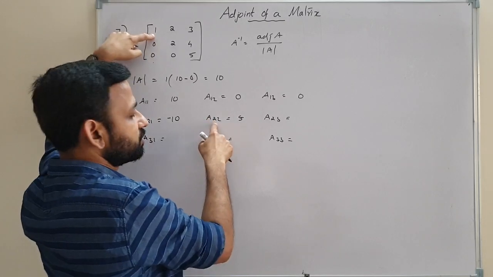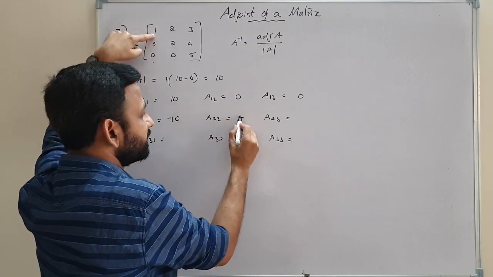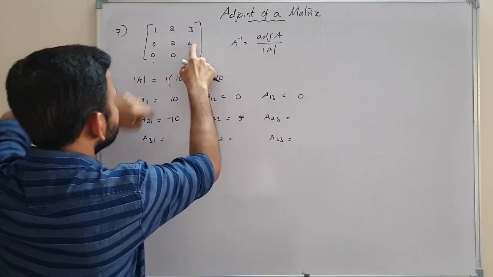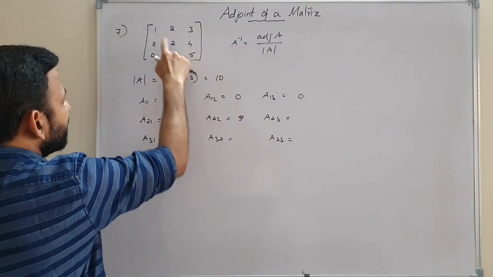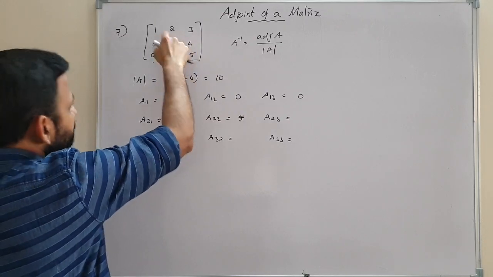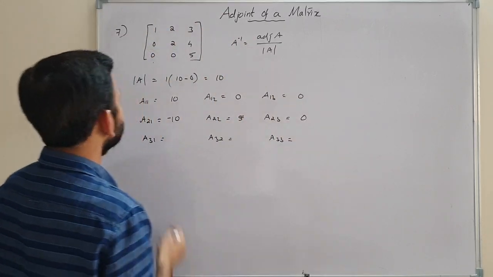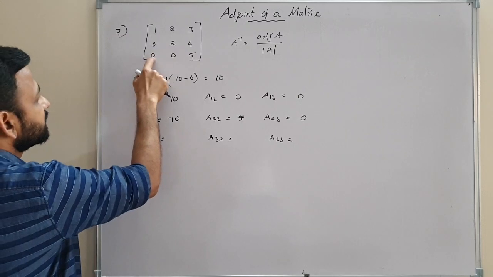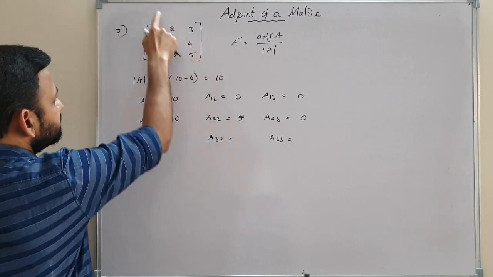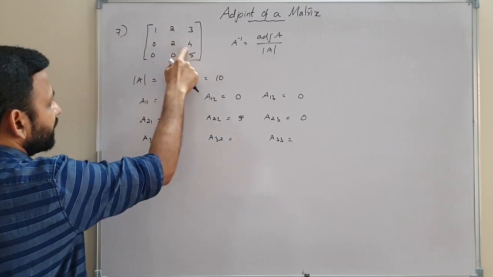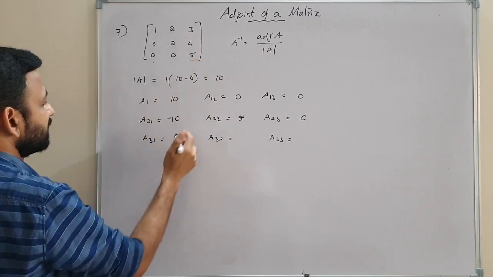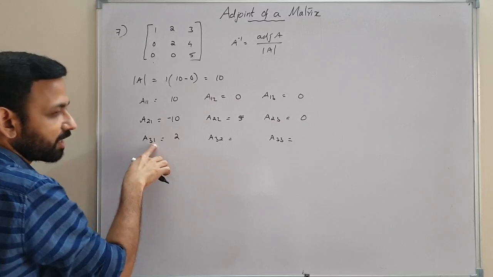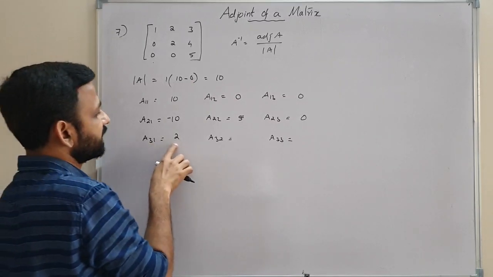Then 2 plus 2, even number, sign will be same. Then A23, deleting, deleting, 1 into 0, 0 minus 0 into 2, that is also 0. Then A31, this is that element, deleting, 2 into 4, 8 minus 2 into 3, 6. 8 minus 6, that is 2, and here 3 plus 1, 4, 4 is an even number, same sign.